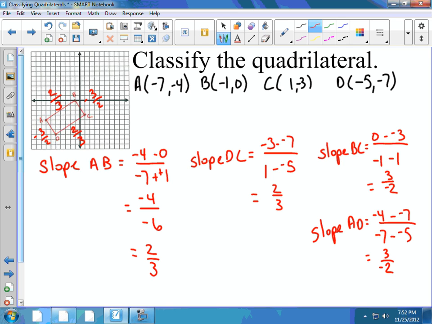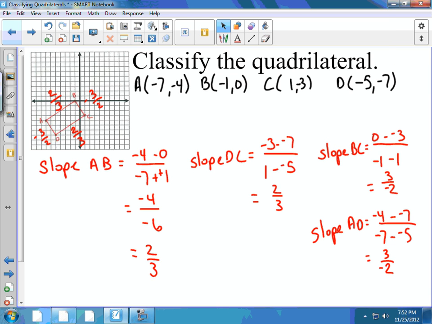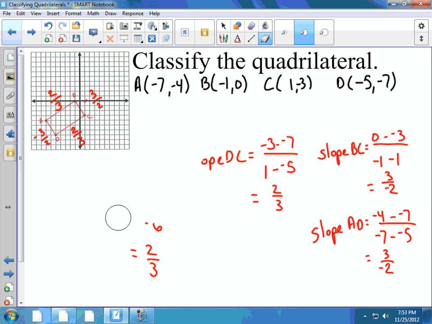So when we take a look here, our opposite slopes are equal. And we have two sets. So trapezoid is out since we have two sets. We have figured out that the opposite slopes are equal. But what we really need to figure out is, are the adjacent slopes opposite reciprocals? Remember that they have to multiply to be -1. So let's take a look. I'm going to erase my work here so that I've got a nice clean slate.